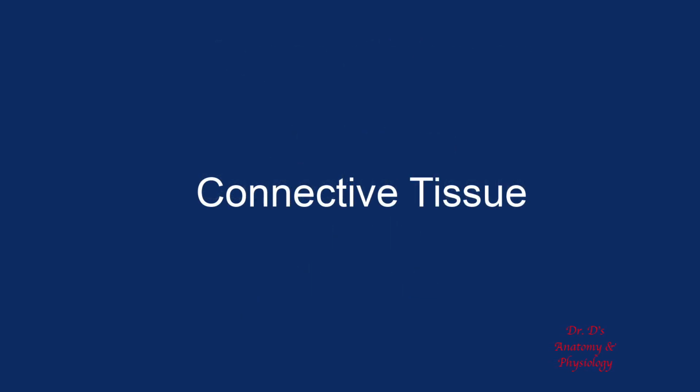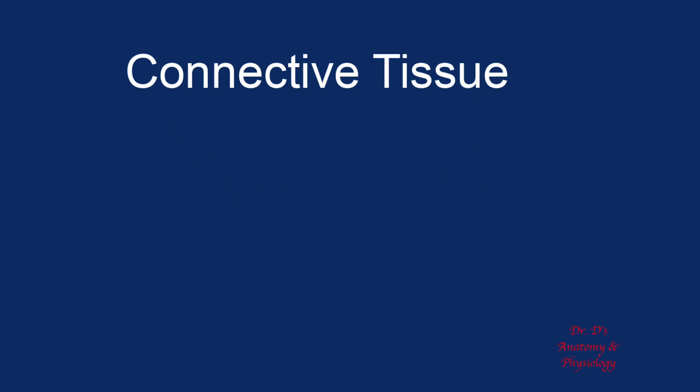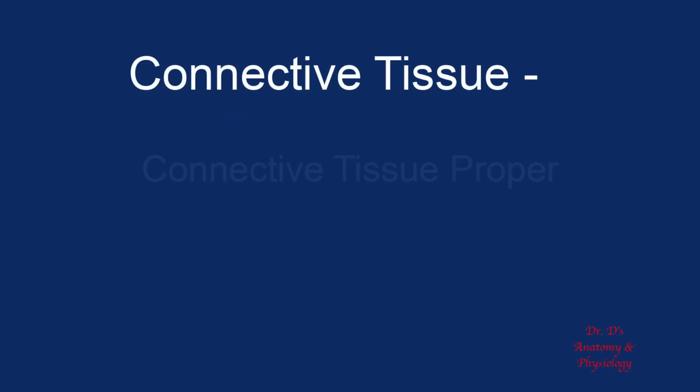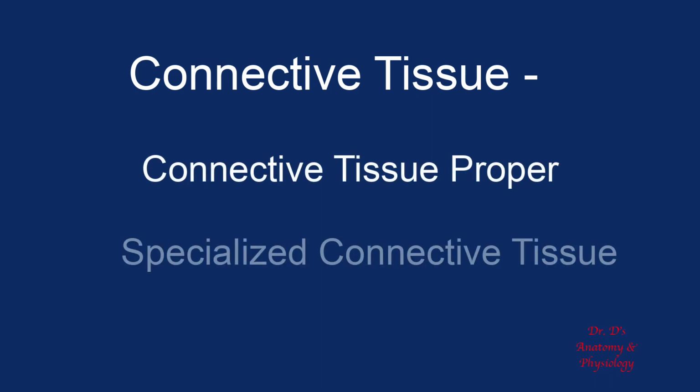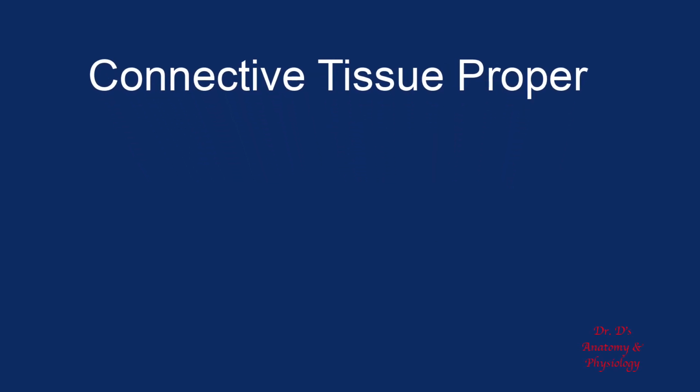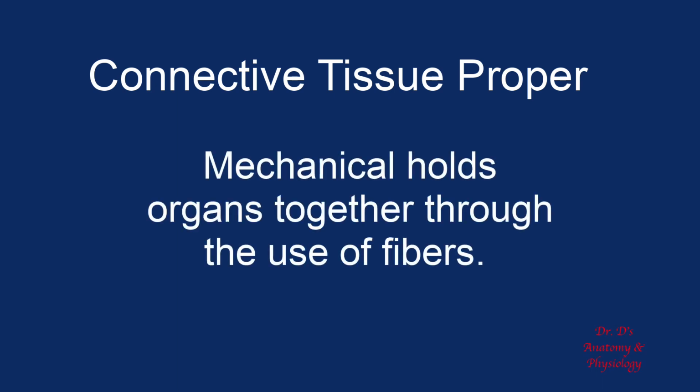Connective tissue is the next major category. You can think of connective tissue as any tissue in between the surfaces and linings, except for muscle and nervous tissue. This includes a wide variety of different tissues, which can be divided into connective tissue proper and specialized connective tissue. Connective tissue proper is called proper because, properly or strictly speaking, this is the tissue that mechanically holds things together using fibers.